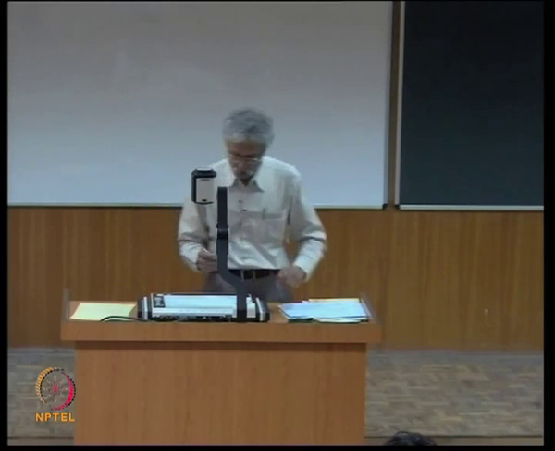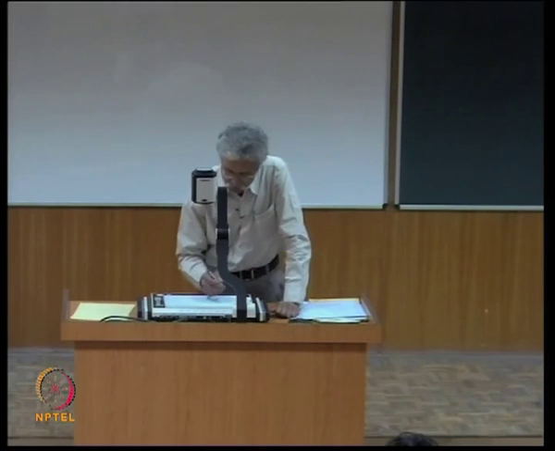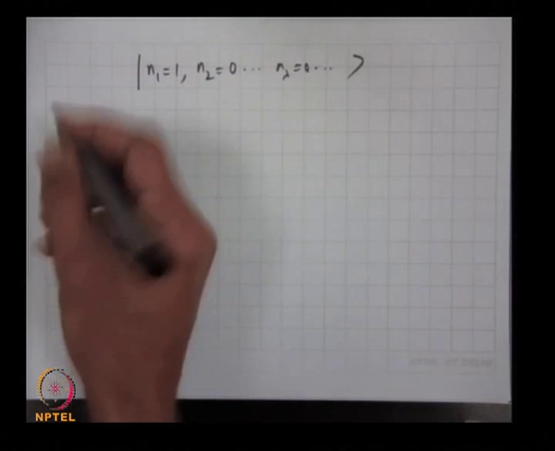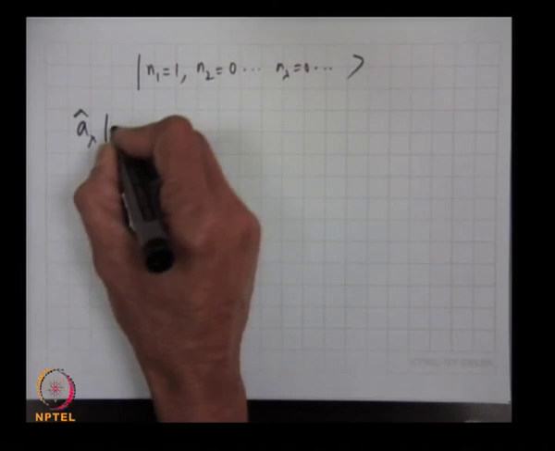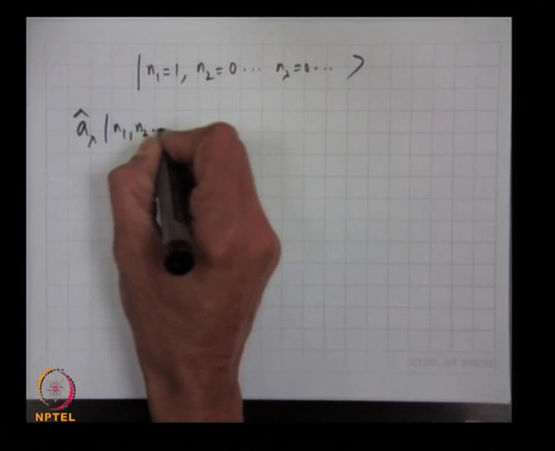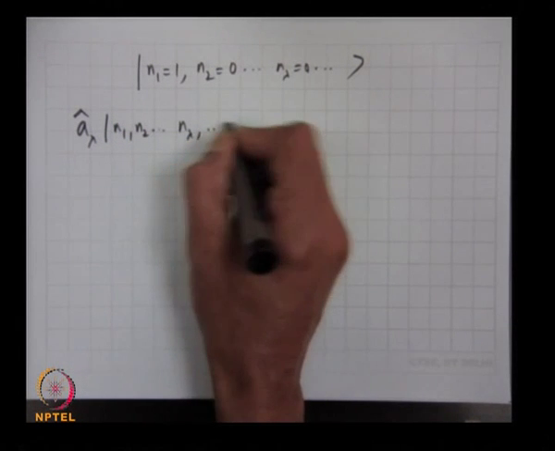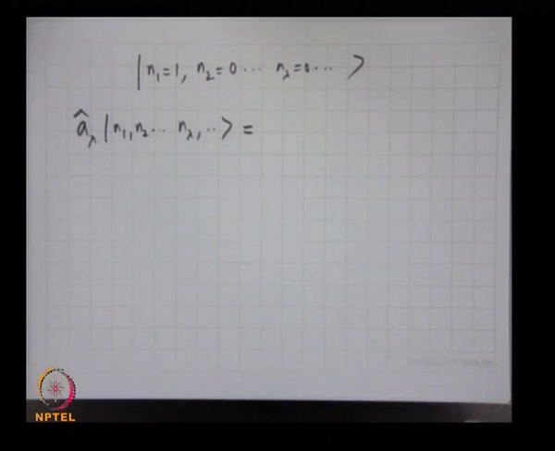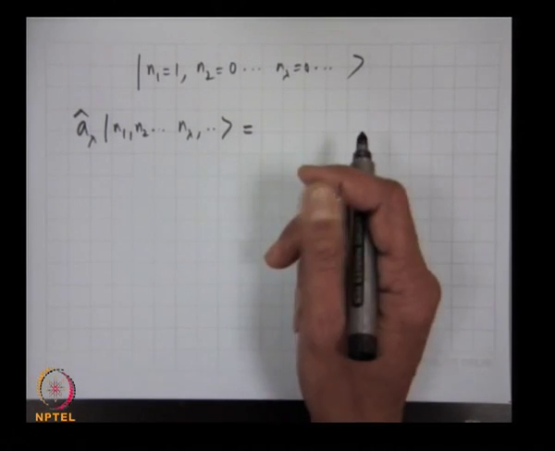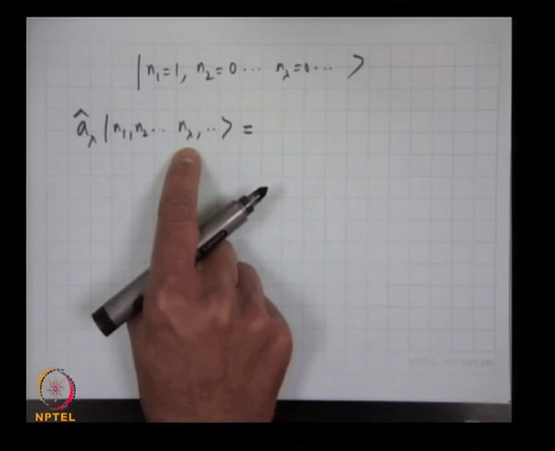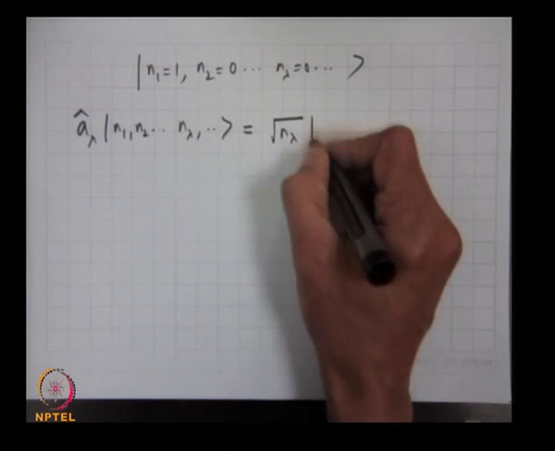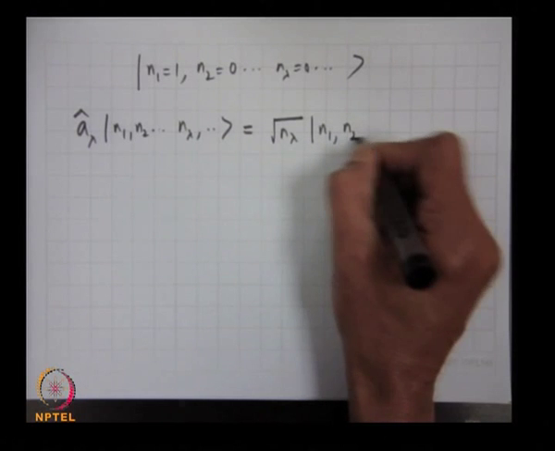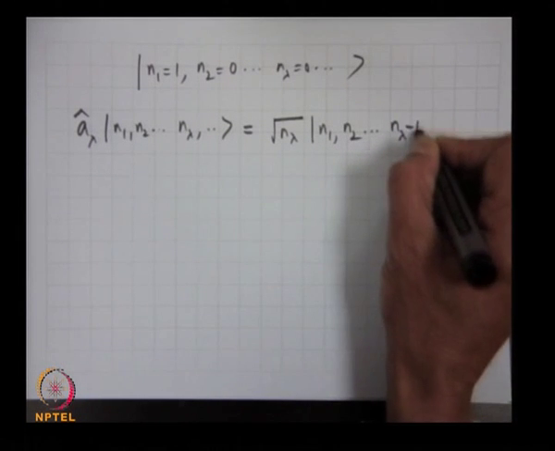Okay. Let me write down some equations which will help us to work out further. For example, if I have a lambda operating on n1, n2, n lambda, what do I get? Please note, this will only operate on the n lambda part. So I will get square root of n lambda, n1, n2, n lambda minus 1.